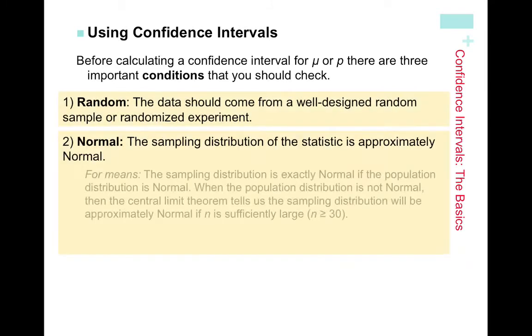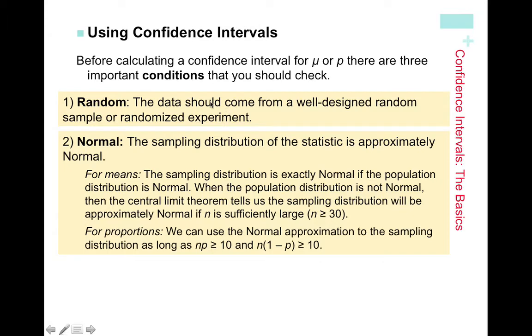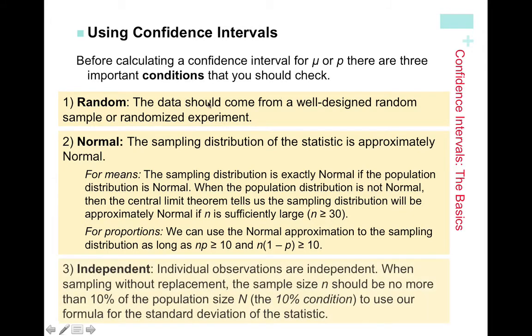We had conditions that we checked for each one. So we always check the random condition. So either the data is from a random sample or it can be from a random experiment. The normal condition, so if you're doing inference on means, the sampling distribution is normal if the population is normal, so you had to check to see if the population was normal, or you checked if the sample size was large, so greater than or equal to 30, because of the central limit theorem.